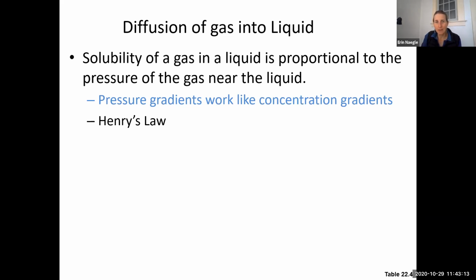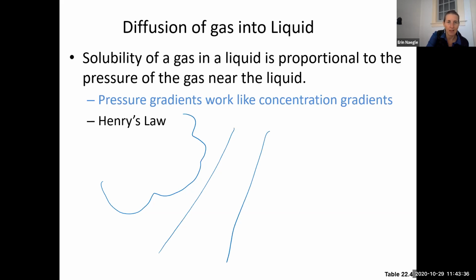Okay, and the other one is Henry's law. The big idea with Henry's law is this. Let me read it to you. Solubility of a gas in a liquid is proportional to the pressure of the gas near the liquid. Here's the big idea: pressure gradients work like concentration gradients. That's all this means: if we have our alveoli and we have our blood, and the partial pressure of oxygen is higher here and lower here, guess what direction our oxygen is going to diffuse in? That way. That's all Henry's law means.